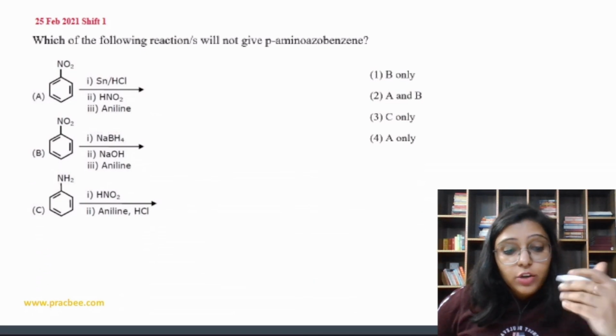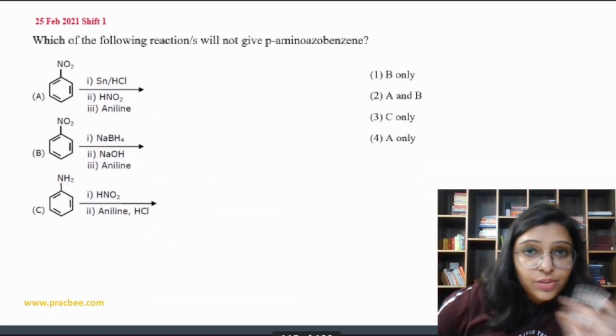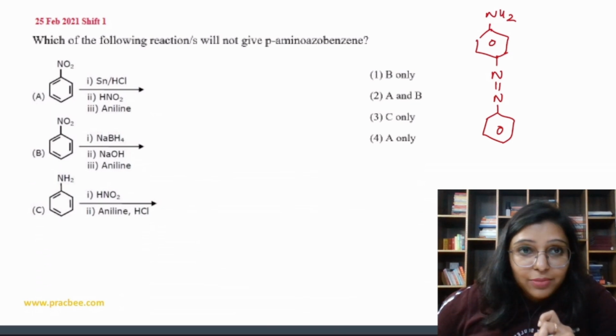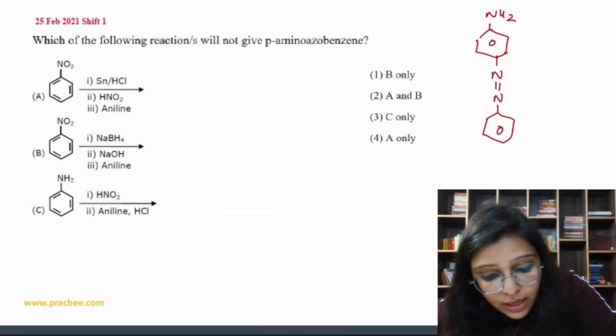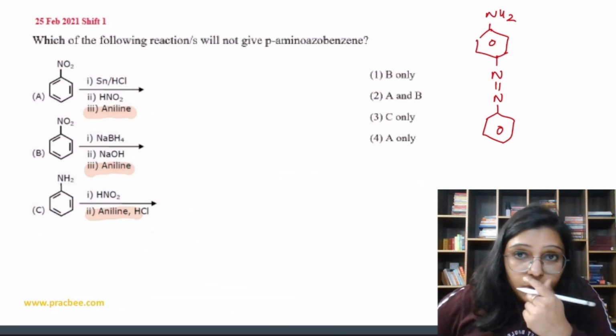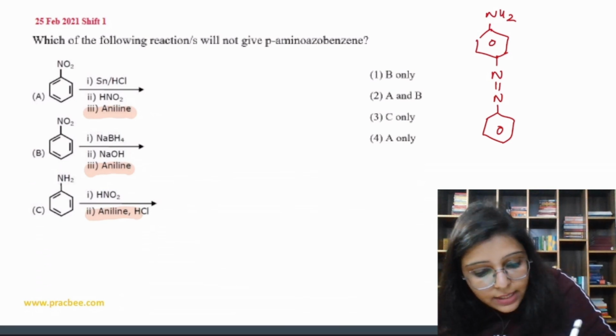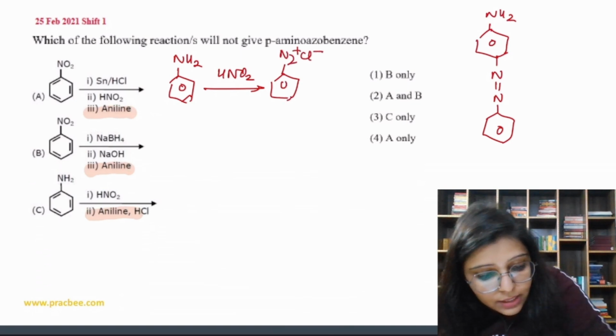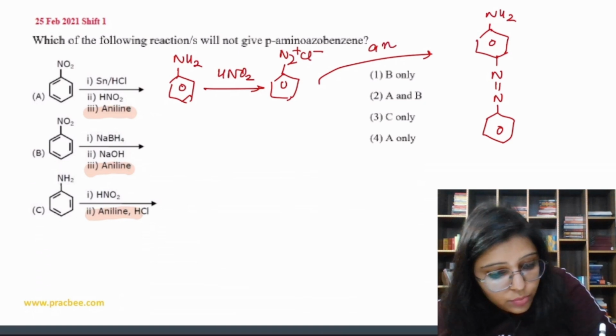Which of the following reactions will not give para-amino-azobenzene? We should be getting this one. For that, we must have benzene diazonium chloride and aniline. So see, aniline is there. So the question says which of the following will not give para-amino-azobenzene? See, with Sn/HCl the NO2 group is converted to NH2, then with HNO2 we get N2+ Cl-, and in the presence of aniline we get this.